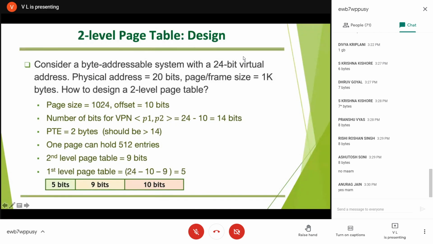Now we know, no, not this one. This is not correct. Because every page table entry should contain the physical frame number. So physical frame number will be 20 minus 10.